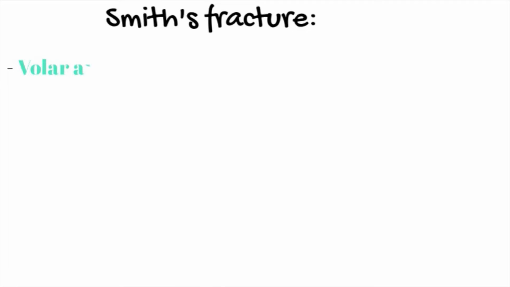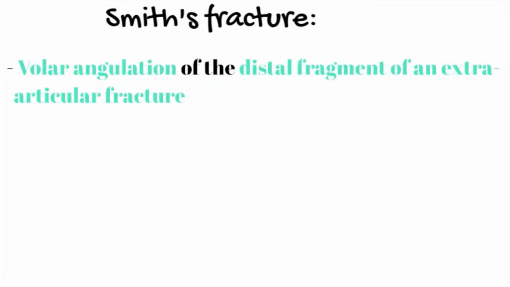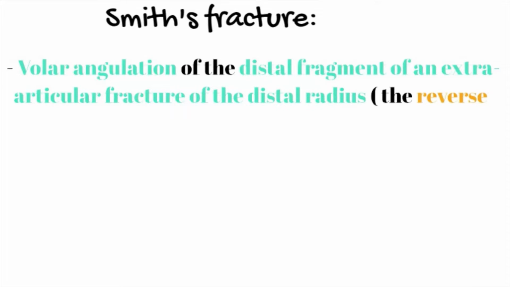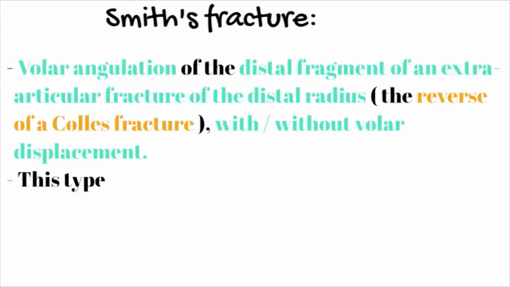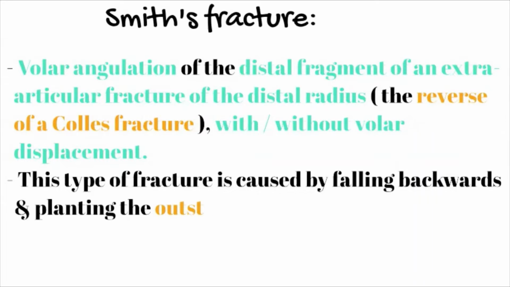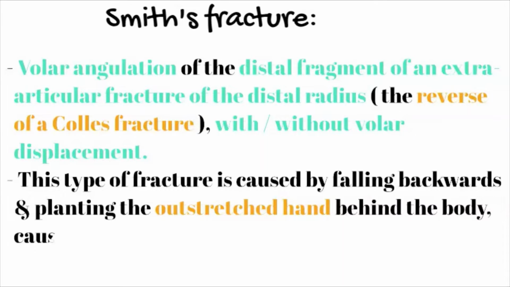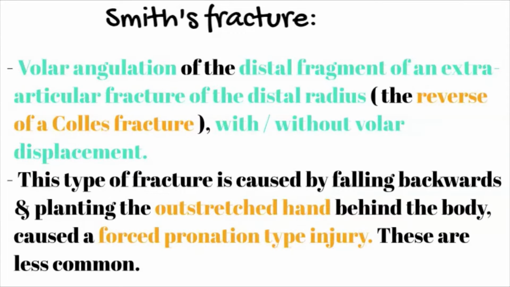Smith fracture is a volar angulation of the distal fragment of an extra-articular fracture of the distal radius. It is actually the reverse of a Colles fracture with or without a volar displacement. This type of fracture is caused by falling backwards and planting the outstretched hand behind the body, causing a forced pronation type injury. These are less common.